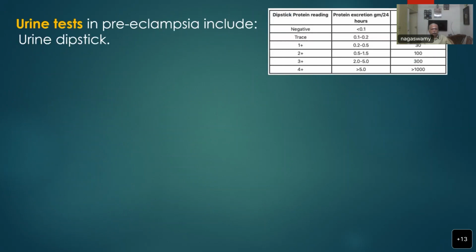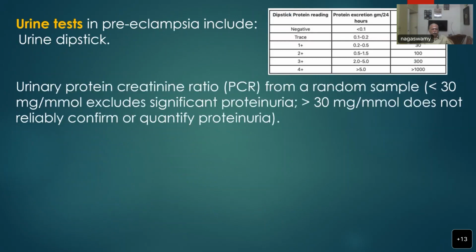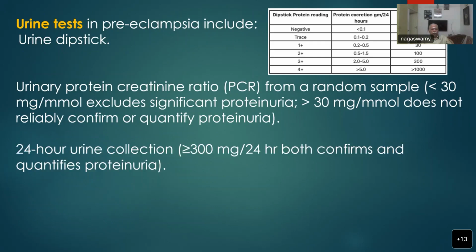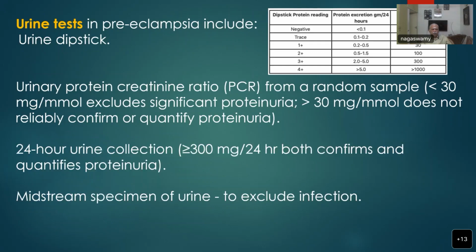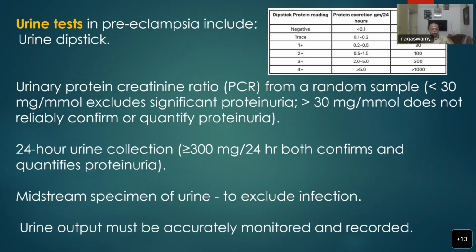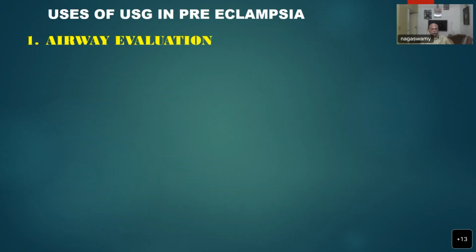So various categories of protein excretion are also described. And the urinary protein creatinine ratio from a random sample with more than 30 milligram per millimole can quantify the proteinuria, and 24-hour urine collection for protein estimation. Midstream specimen to exclude urinary infection because they can develop UTI very commonly. Urine output must be accurately monitored and recorded. This is very important because, as I said earlier, one of the reasons for mortality and morbidity is renal failure.